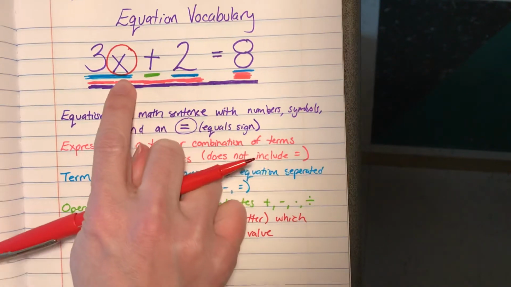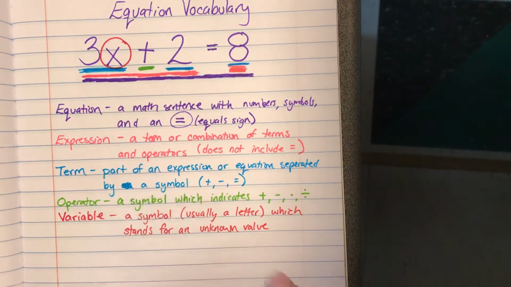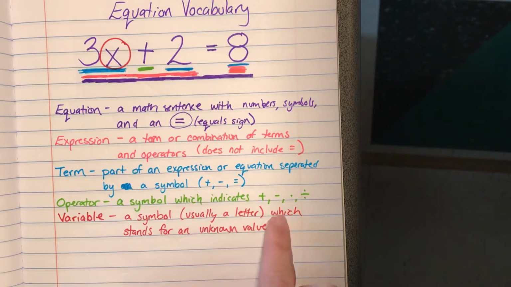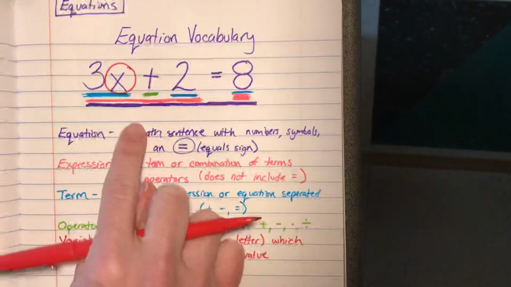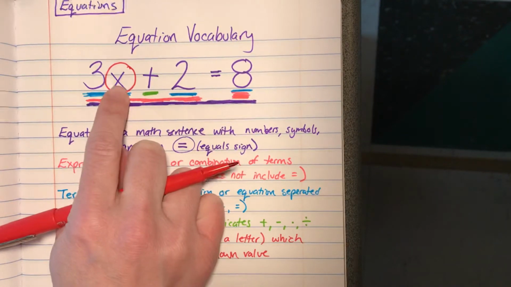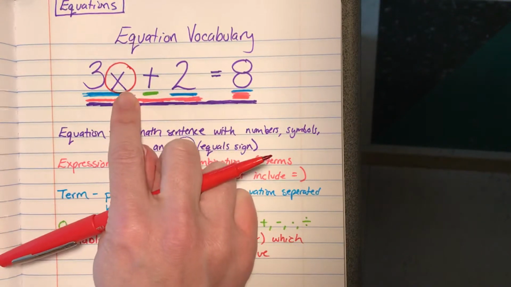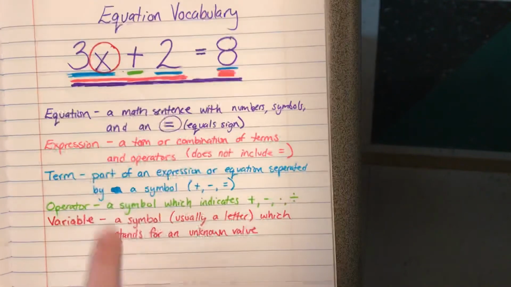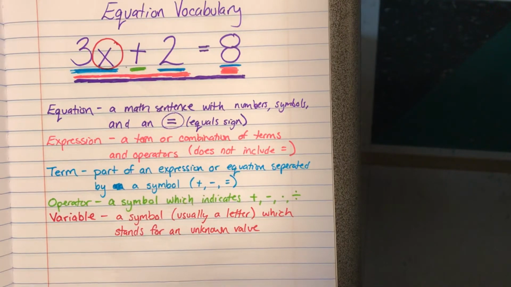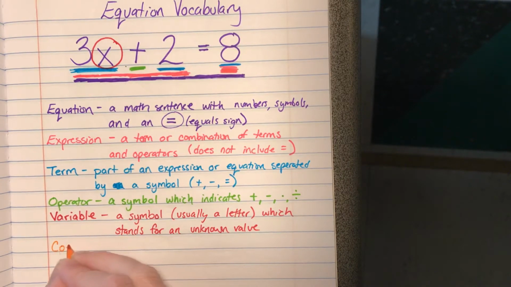X is probably the most common variable we use. Y is also pretty common. But they stand in for an unknown value. So this is saying 3 times something plus 2 would give me 8. And I don't know what that something is yet, but I want to know. And so the variable stands in for the place of what we do not know. All right, so that is a variable. Let's change colors again. I'm going to switch over to orange. The next vocabulary word we need to know is coefficient.